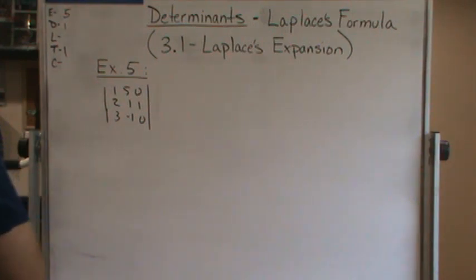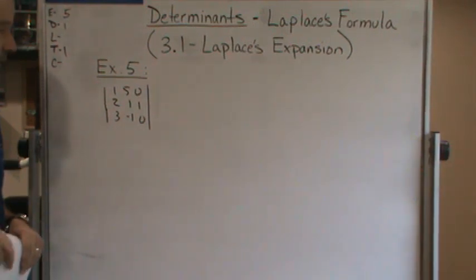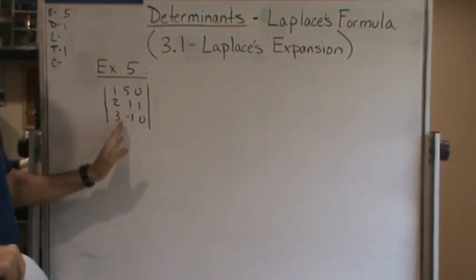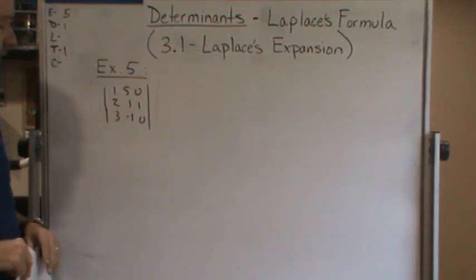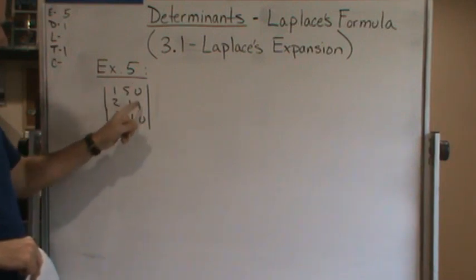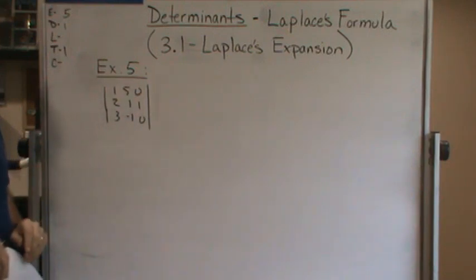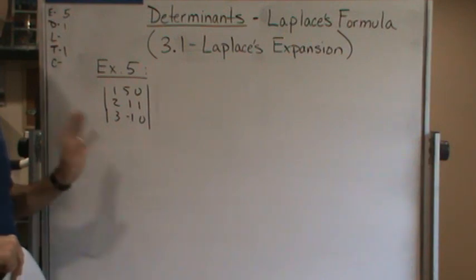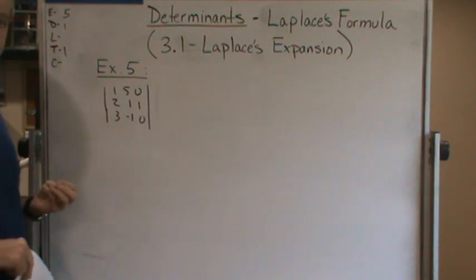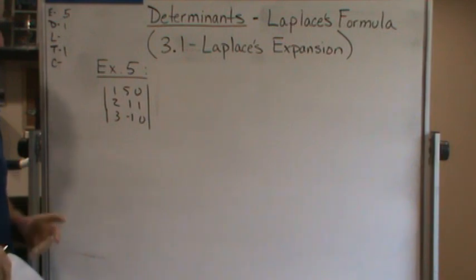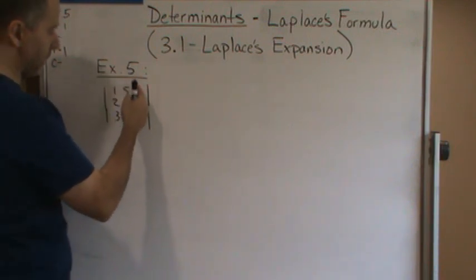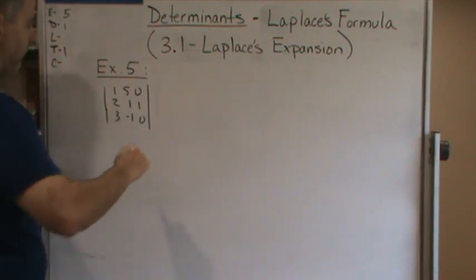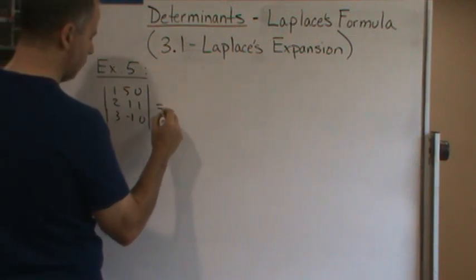Okay, here's another example. In this example, if you look at this determinant setup, at the matrix inside here, notice that you've got a lot of zeros in that third column. Whenever you see a column or a row that has a lot of zeros in it, that is begging for Laplace's expansion. So what I would do here is expand on this column, okay? If I did that, then my expansion would look like this.